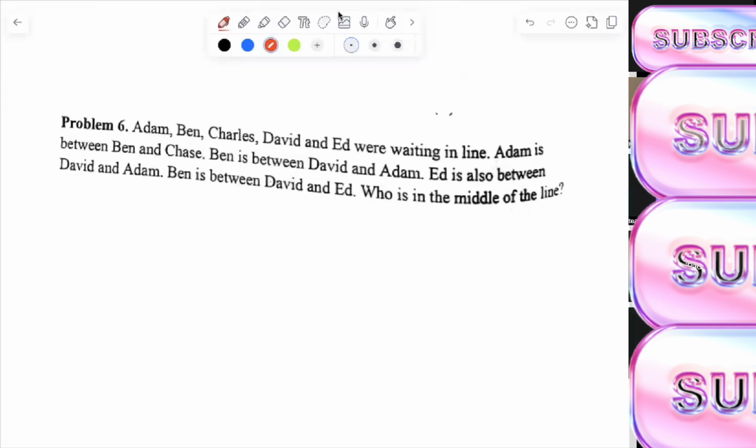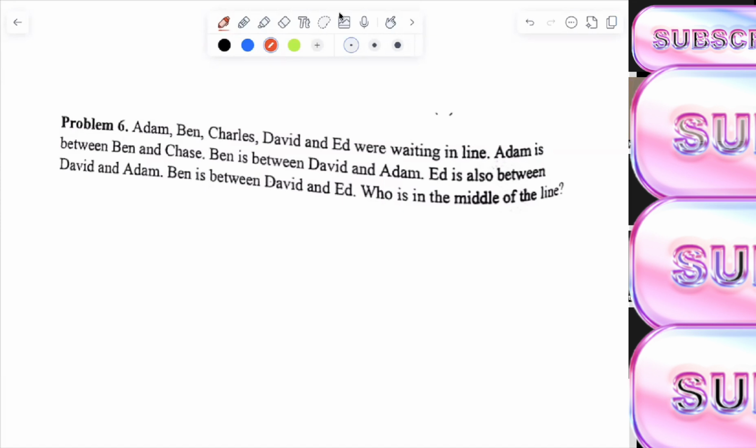What's your question? How can Adam be between Ben and Chase? And how come Ben is between David and Adam, but Ed is also between David and Adam? Does that mean Ben is near Ed, or does between mean something else?